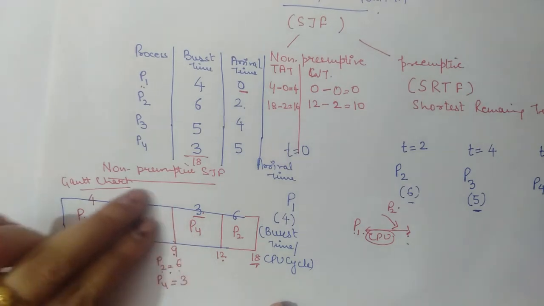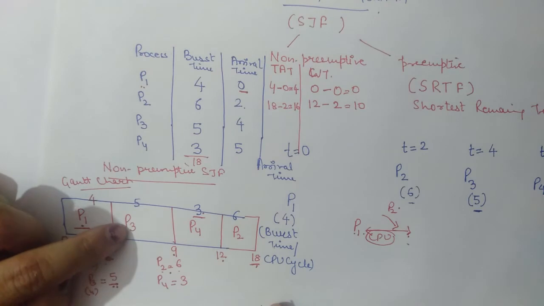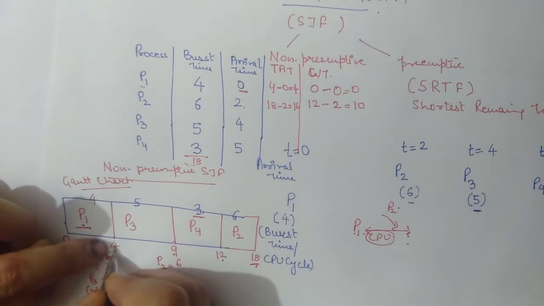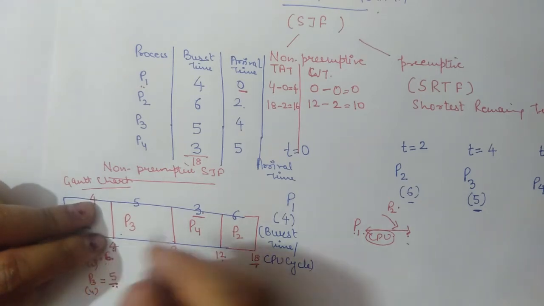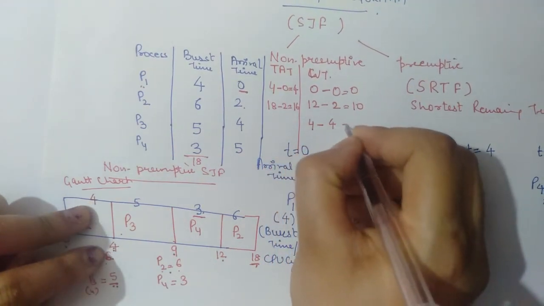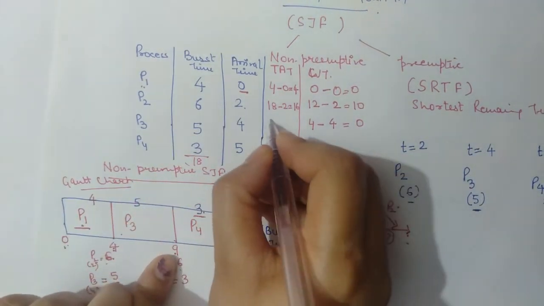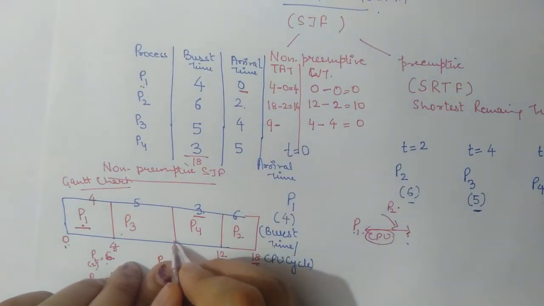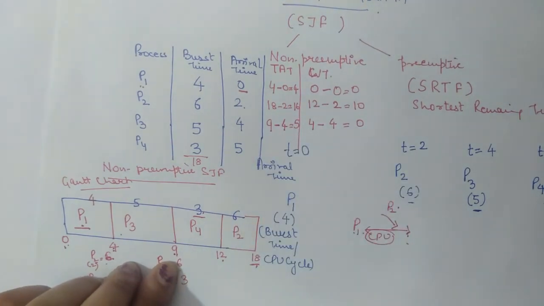Now see the bar where P3 is written. This cell is denoting P3. The left corner of this bar is 4. With the help of 4 we will calculate waiting time. 4 minus its arrival time 4 is 0. That means the waiting time of process 3 is again 0. Its turnaround time comes from the right corner of this bar, where 9 is mentioned. 9 minus its arrival time 4, so its turnaround time is 5.